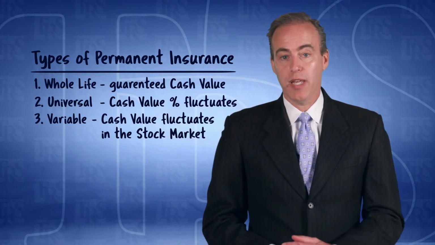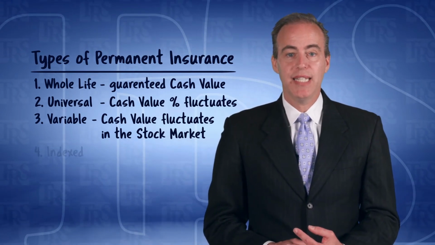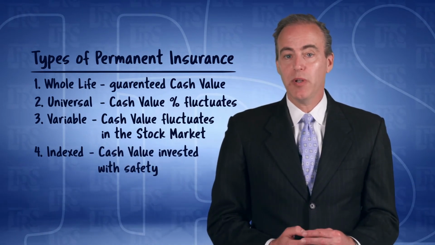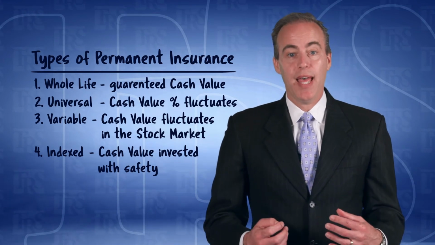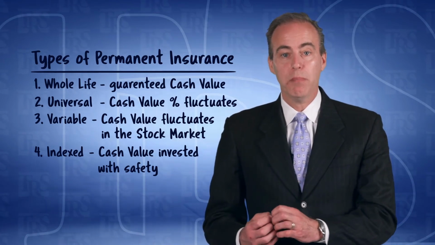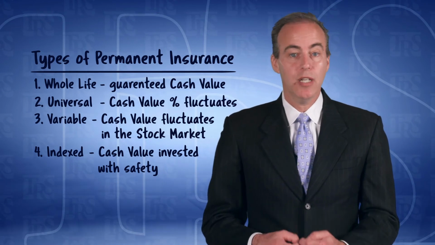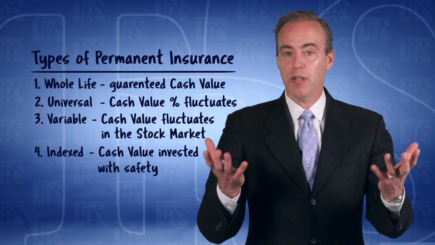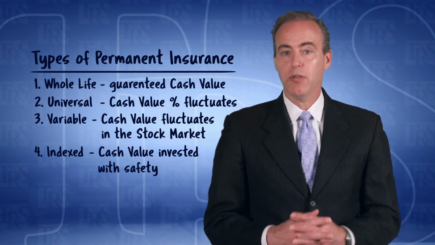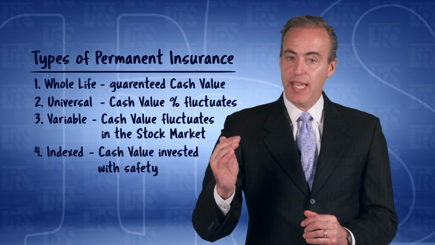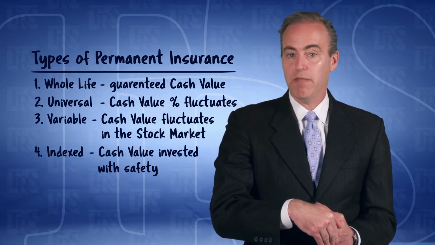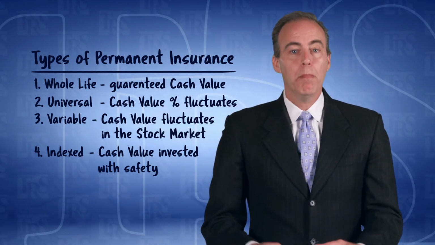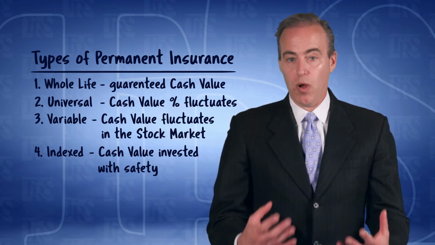The fourth and final type of permanent insurance is indexed universal life. An indexed universal life policy is similar to an indexed annuity in that you earn interest based upon the performance of the stock market index, usually something like the S&P 500. When the S&P 500 increases in value, you have interest credited to your cash value. But when the S&P 500 decreases in value, then you no longer have interest being credited to your cash value, but you're not bearing the risk of an actual loss.